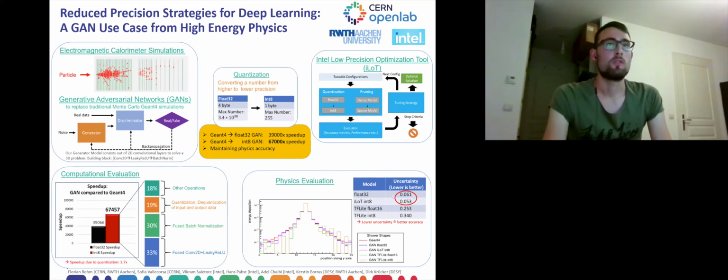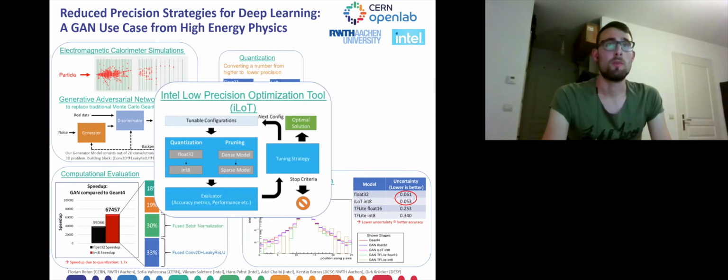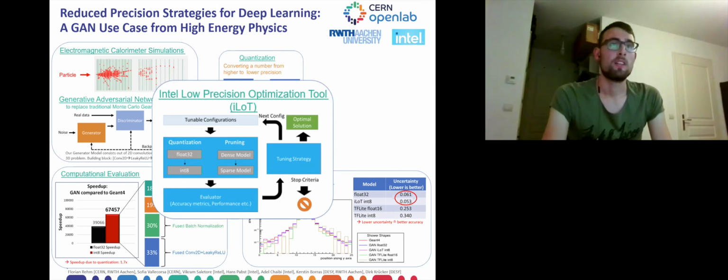The tool which we use for quantization is the Intel Low Precision Optimization Tool, or iLoT for short. It works in an iterative process in which it quantizes some parameters of the model to a lower precision and also prunes unimportant nodes of the neural network. It calculates an accuracy value and generates the next configuration of the parameters if the accuracy value is not good enough. This process is repeated until a certain level of accuracy is reached, and then we get our quantized model.